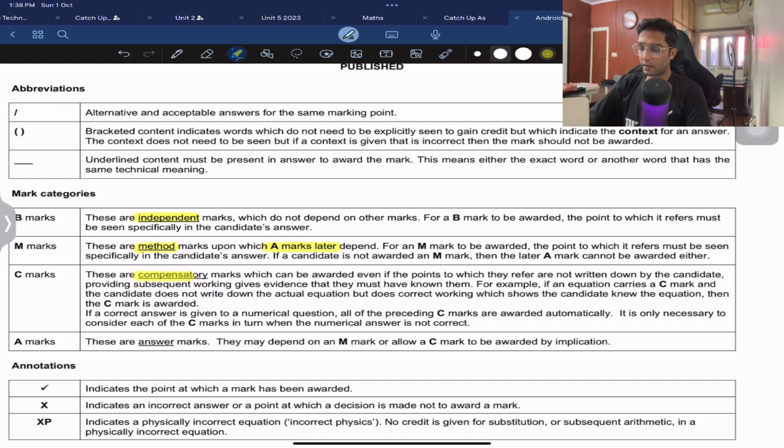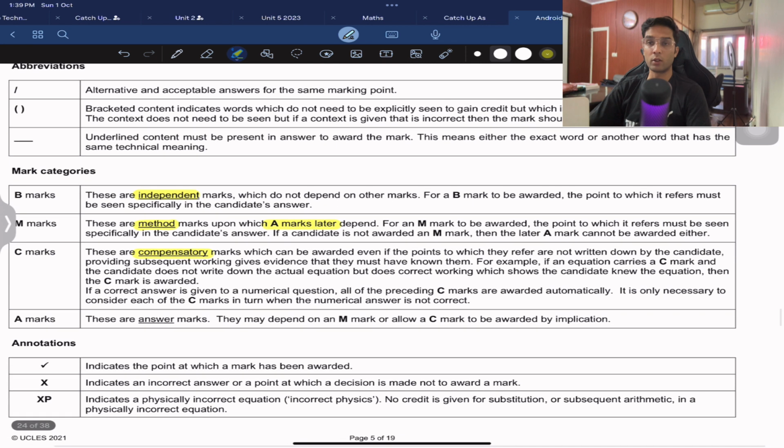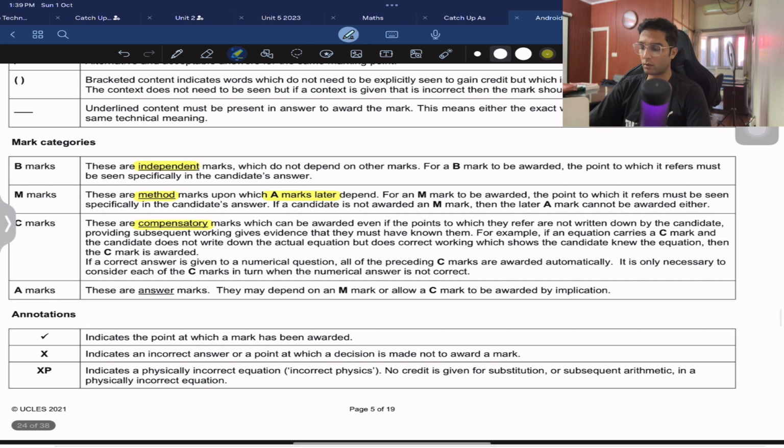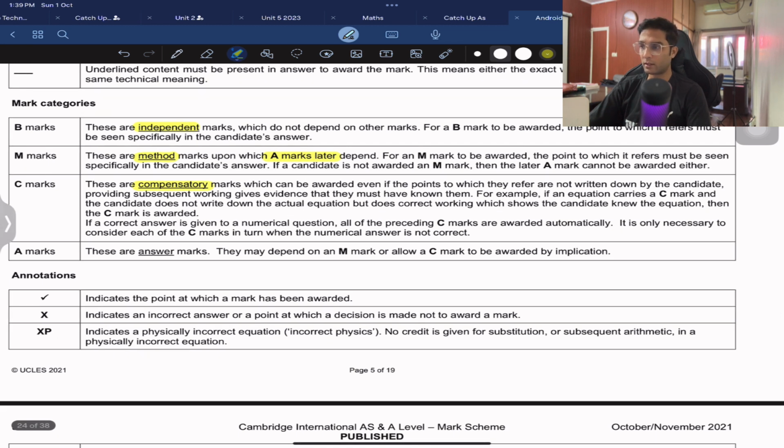Then C is the compensatory marks. This is the working, the formulas you've written, and then maybe you made a calculation mistake, or your calculator gave you a wrong value, or you pressed a wrong button. You have done the right working, so the examiner is going to look at the working and give you compensatory marks, but not the answer mark. So make sure that you do the working and do not leave it, because it is scary to not get any marks if you have not done the working.